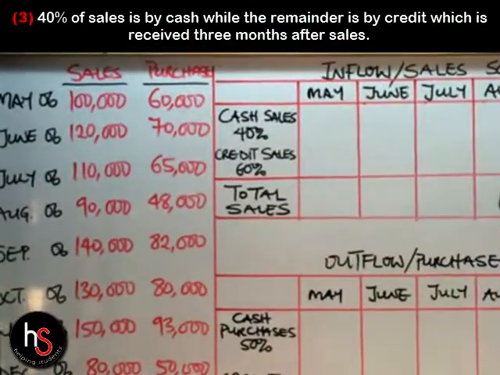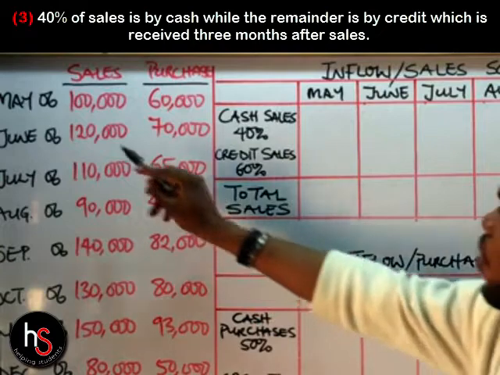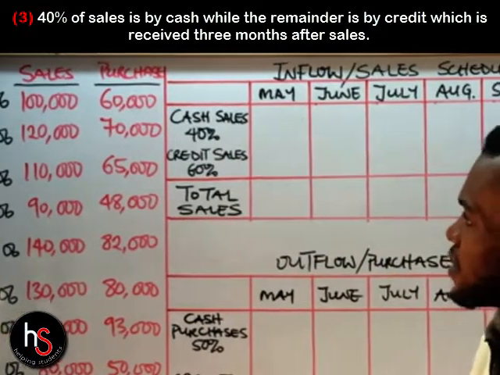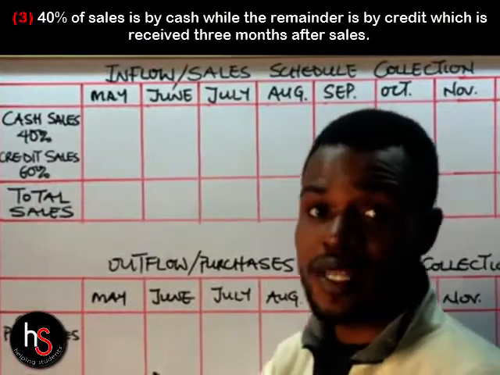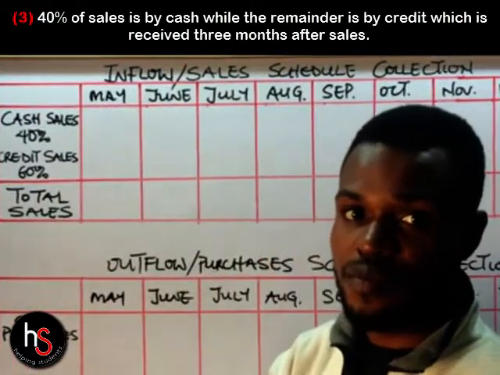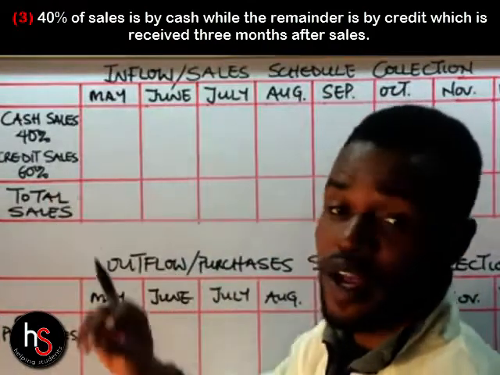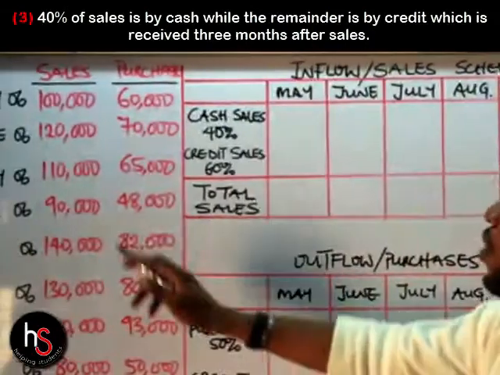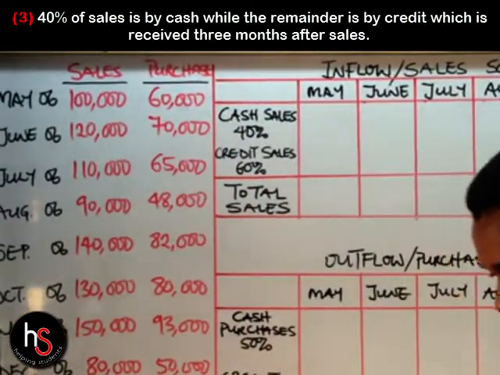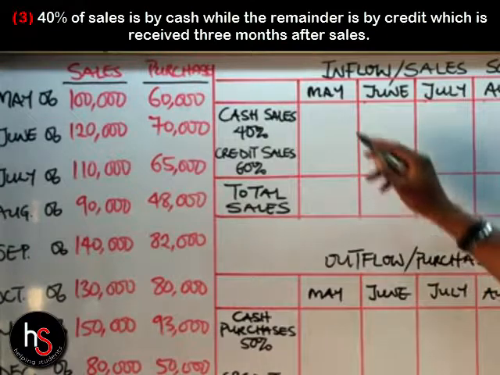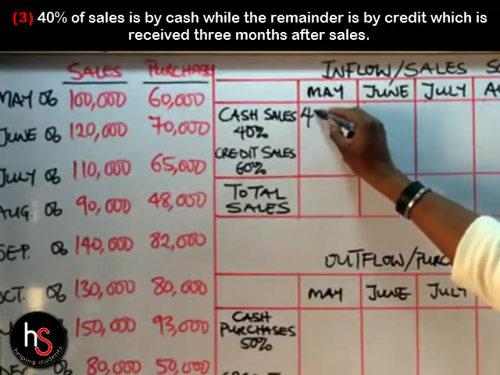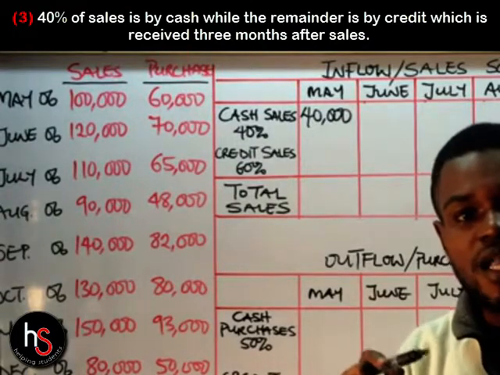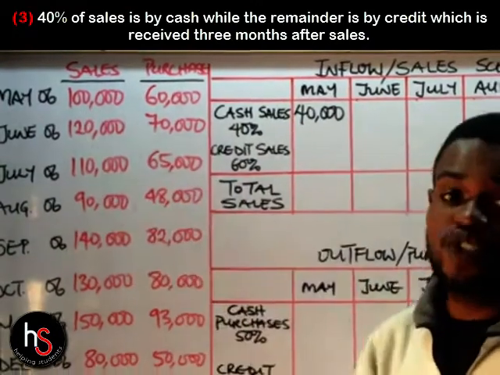Now the way we answer this question is this. What we are going to do is take the 40% of sales of 100,000. So let us proceed. 40% of sales is just a plain transaction. The 3 months calculation has to do with when we come to the credit, because we were told that the payment was made 3 months after. So the 40% of 100,000 is what? 40,000. So in May we have 40,000, which is 40 divided by 100 times 100,000.